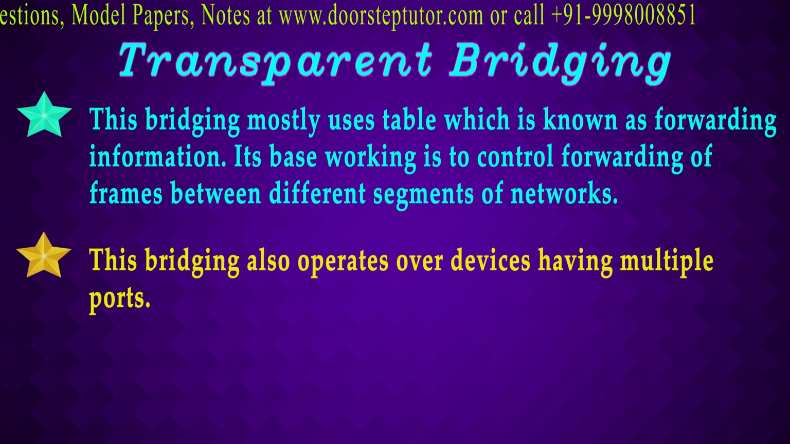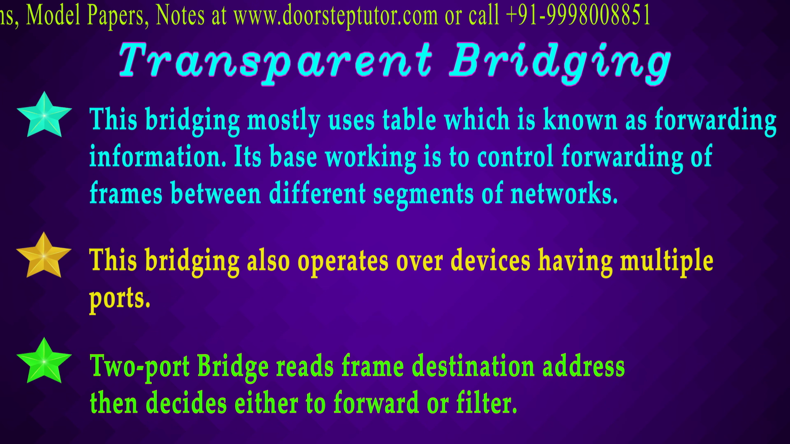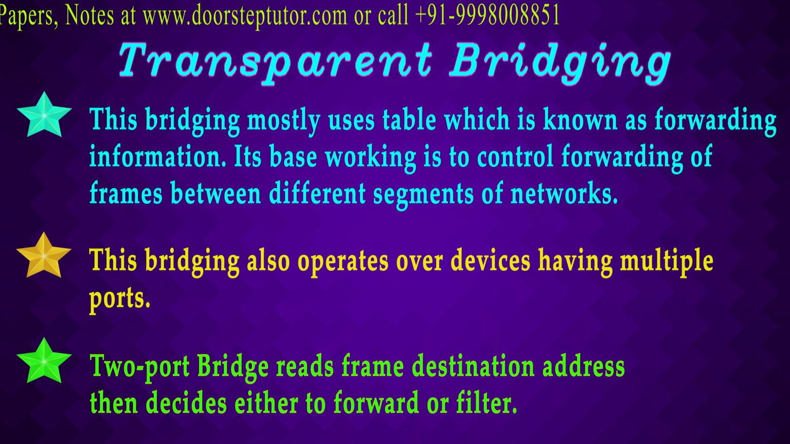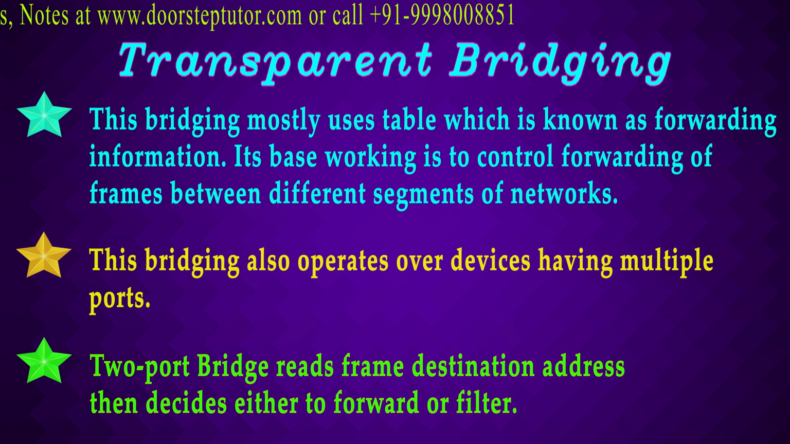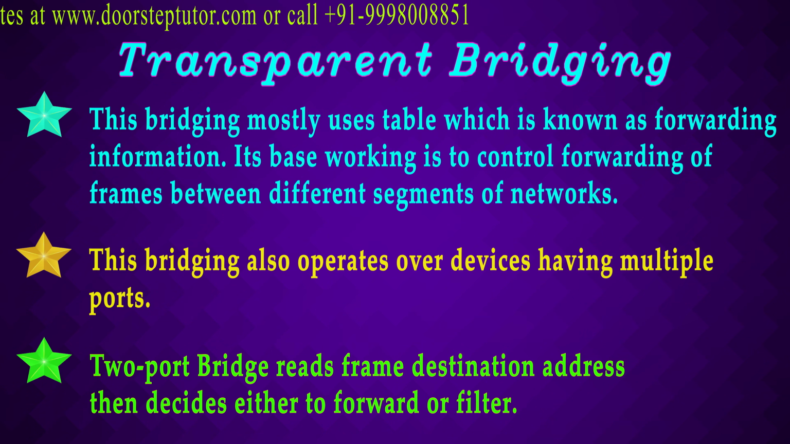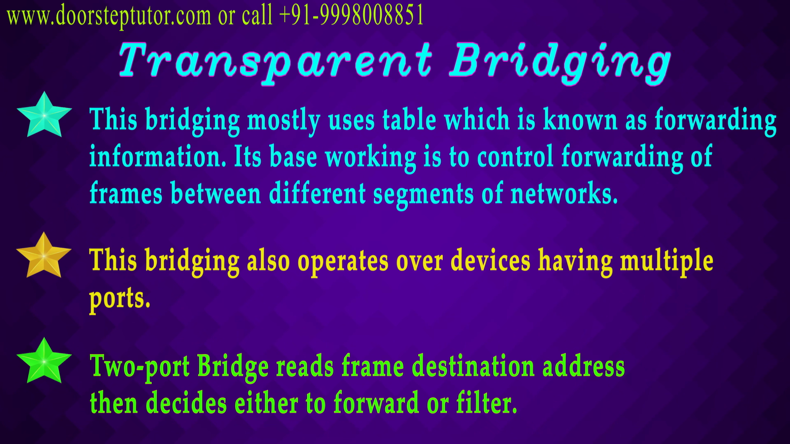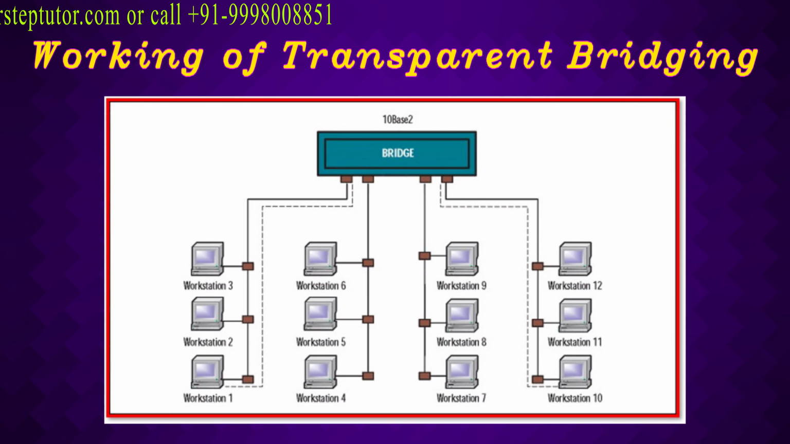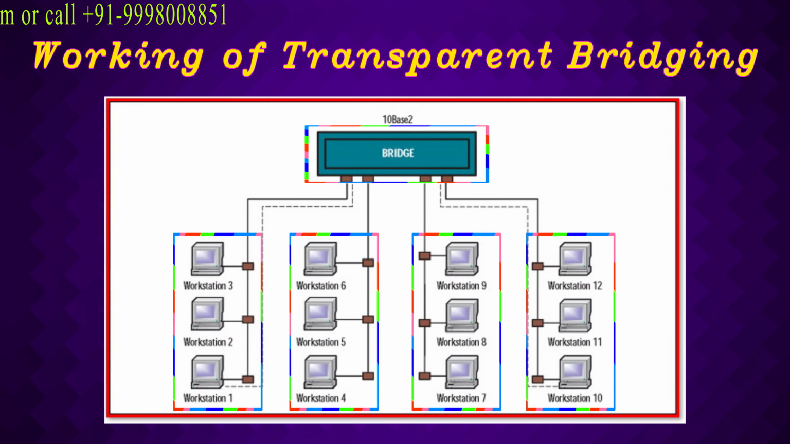So in the last point we discussed that a two-port bridge reads the frame destination address, and after reading the destination address it decides whether it has to filter the data, verify the data, or just forward the frame to the destination location. So in the next slide we are having the working of transparent bridging. We can easily see that we are having one bridge which is further connected to 10 workstations, 10 systems. We are having multiple ports here which are connected to different workstations. So this is the example of transparent bridging.